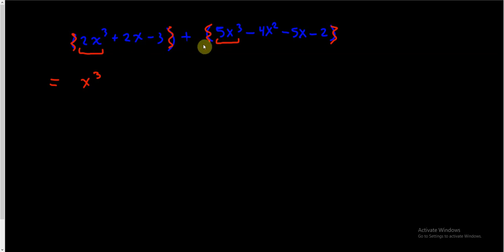So the 5 and the 2, 5 plus 2 is 7. All right. Now it is proper to go in what's called decreasing order.